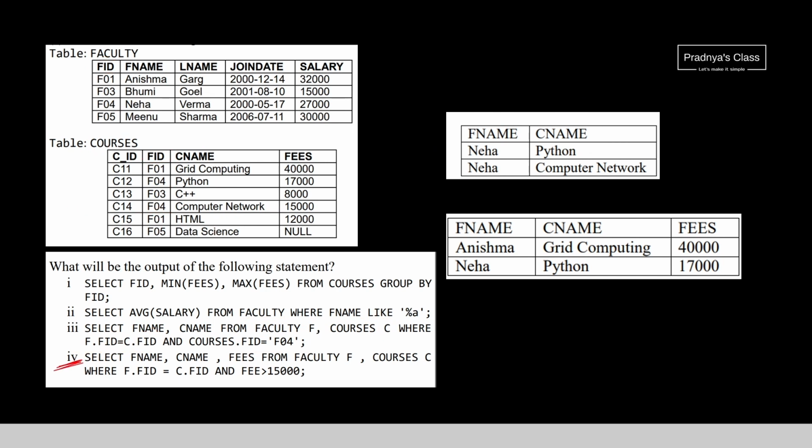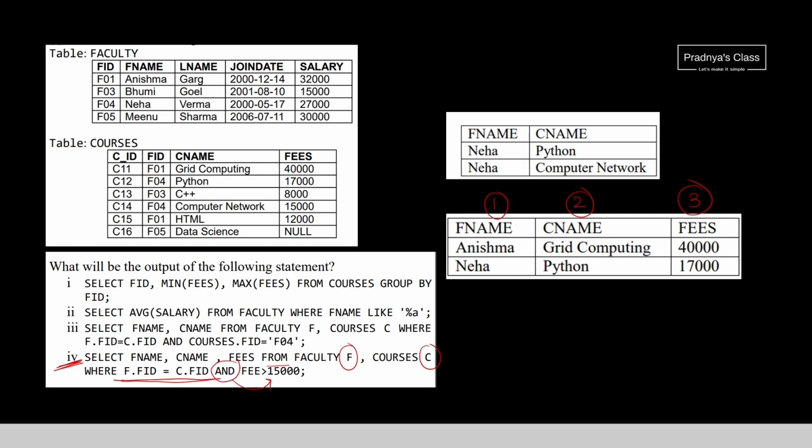Select F name, C name and fees. There are three columns which we are going to display. Okay, let's move ahead to the next part. From faculty F and courses C. Here also we are considering both the tables. Means first we will join it and then we will see the criteria. So here is the statement to join. And the criteria we are mentioning with the AND operator.